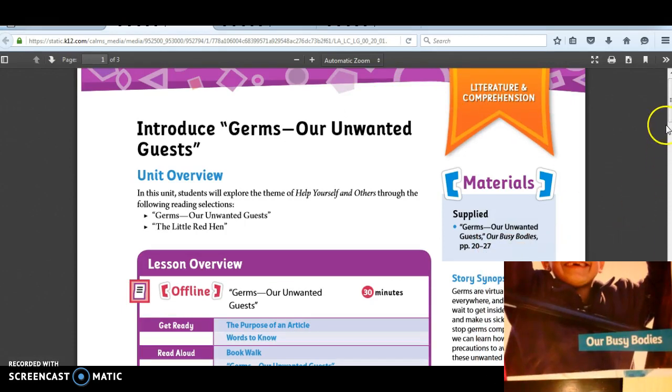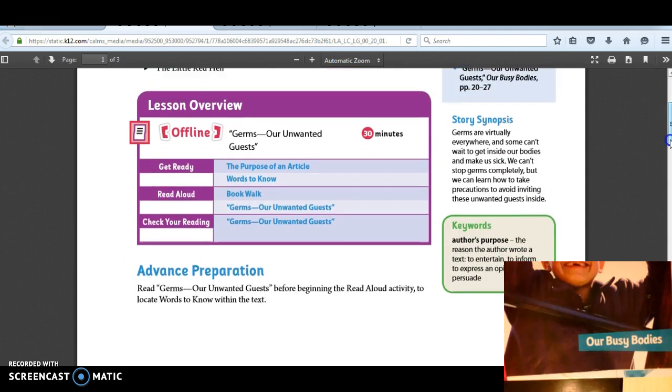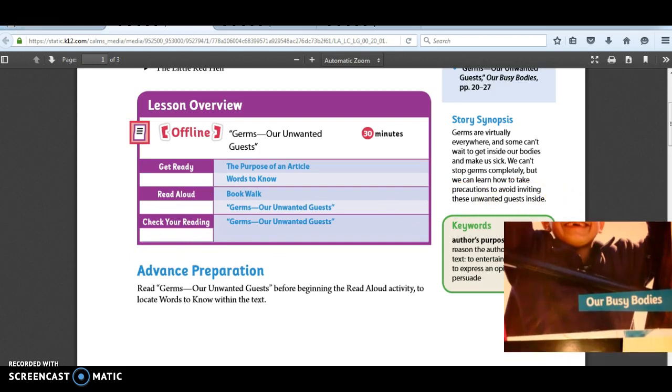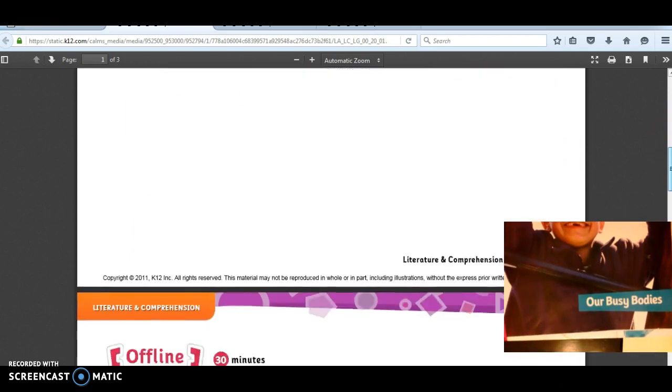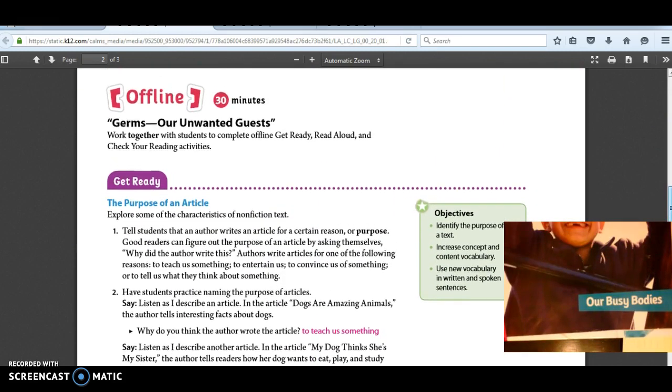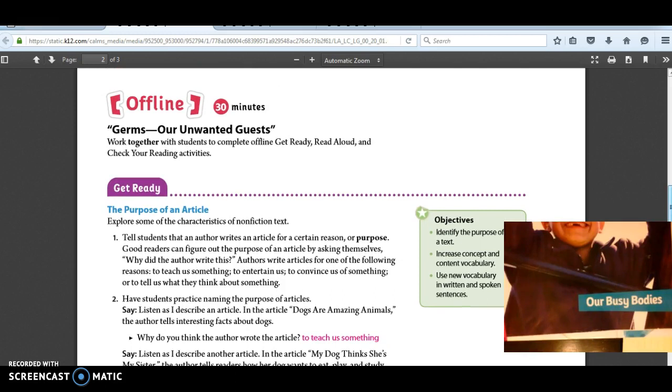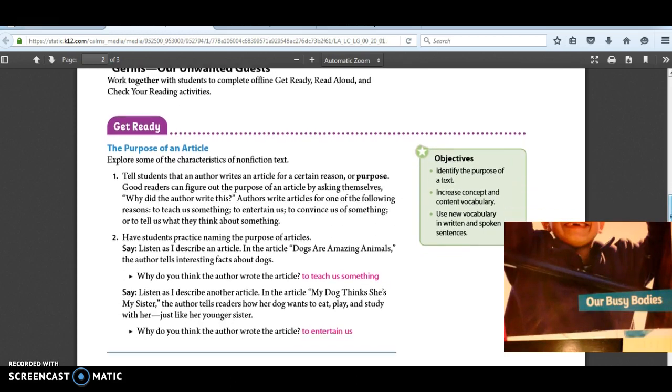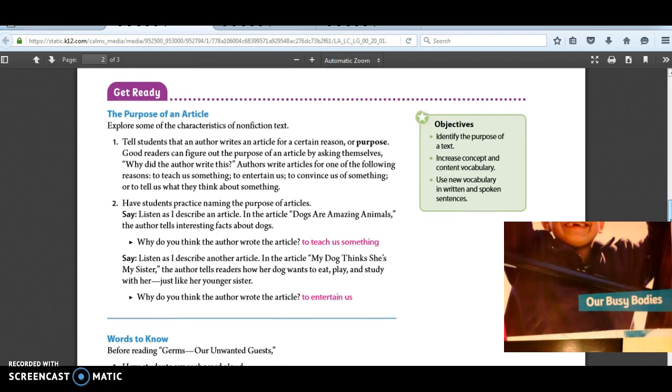We will look at the overview for Lesson 1. We will be doing a get ready activity, a read aloud activity, and a check your reading activity. In the get ready activity, we will be talking about the purpose of an article. With your student, you will explore some of the characteristics of nonfiction text.